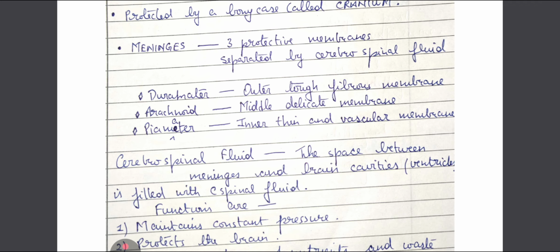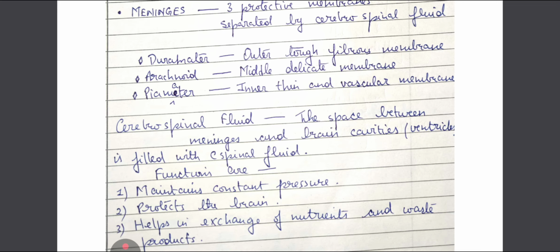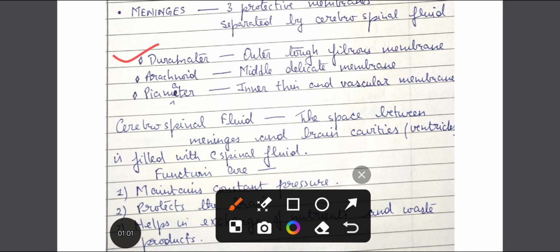Then it has meninges. These are three protective membranes separated by cerebrospinal fluid. Dura mater, arachnoid and pia mater. The outer tough fibrous membrane is known as dura mater. Then we have arachnoid and then we have pia mater, the inner thin and vascular membrane. These are the meninges that protect our brain.